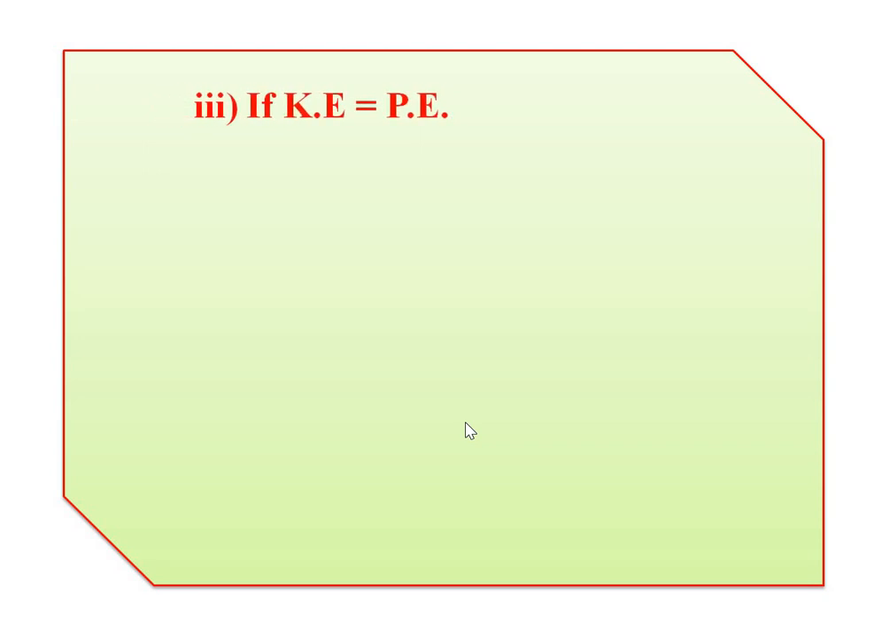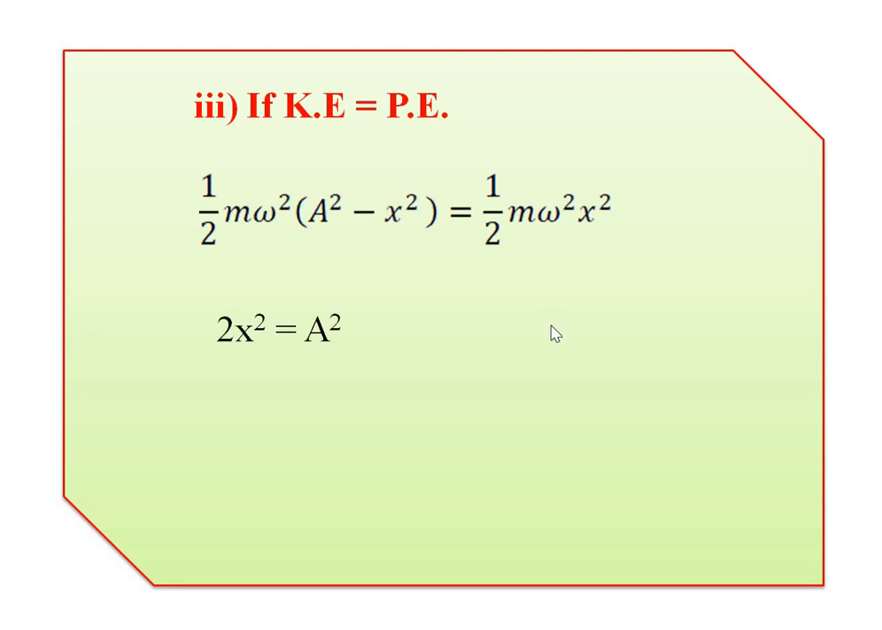Case three: kinetic energy is equal to potential energy. Solving this, kinetic energy has the formula 1/2 m omega square into the bracket a square minus x square, which is equal to potential energy having the formula 1/2 m omega square x square. Simplifying this term, we get simply 2 x square is equal to a square.